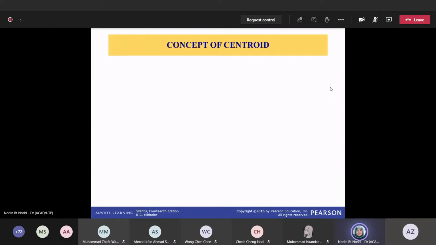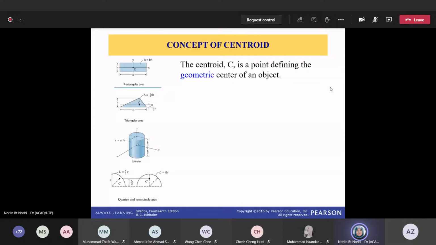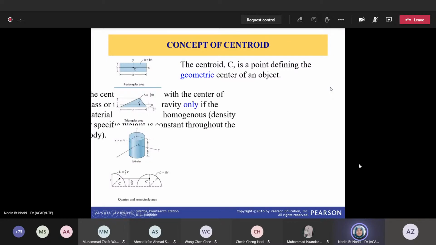Now we will look at this centroid. So I'm sure you all know centroid is the center of an object. For example, like this rectangular, the center is at the middle here. For a triangular, it would be 1/3 from the height. Okay, you want to find the center. Then this one, for a cylinder, is another example I will show you.